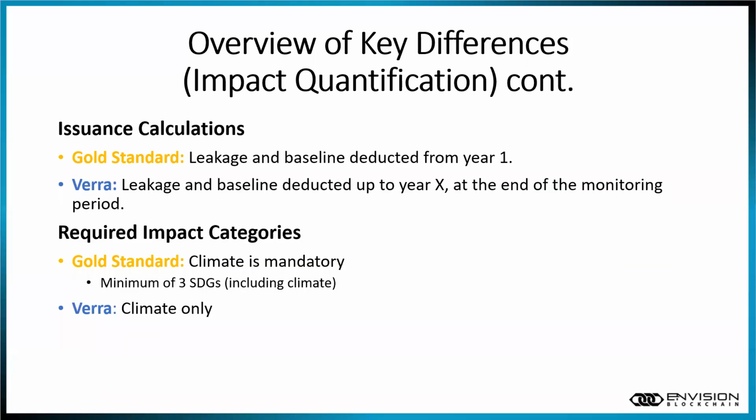For issuance calculation, Gold Standard deducts all leakage and baseline from year one, whereas leakage and baseline is deducted up to year X at the end of the monitoring period for Verra. And also Gold Standard requires a minimum of 3 SDGs to have positive impacts on, while Verra focuses on climate.